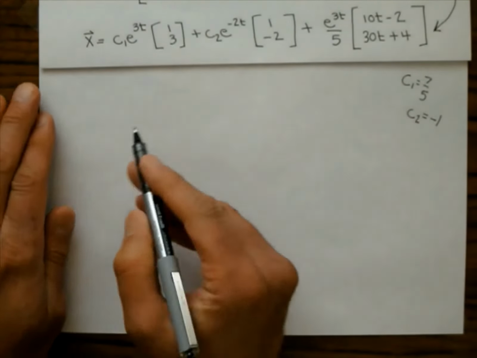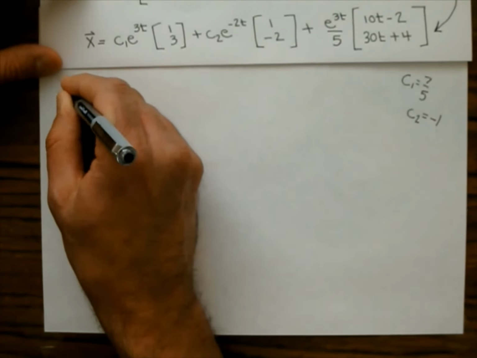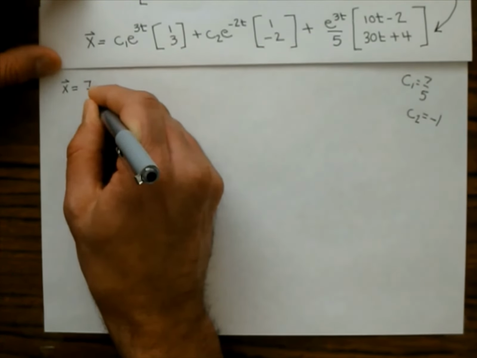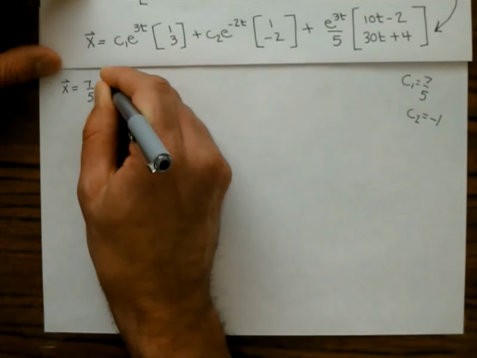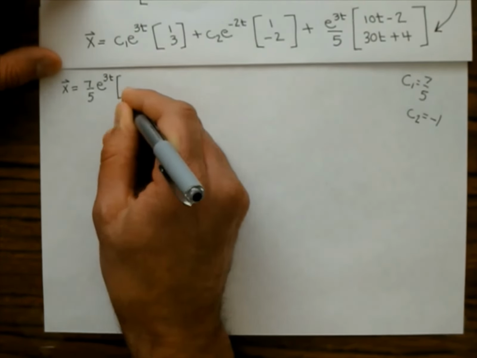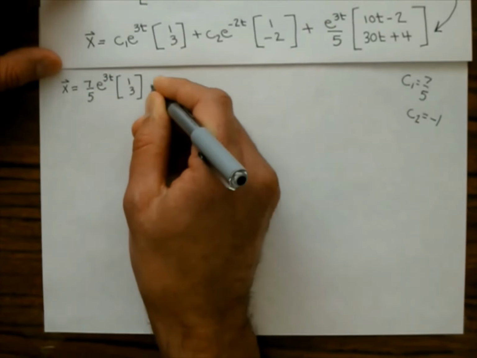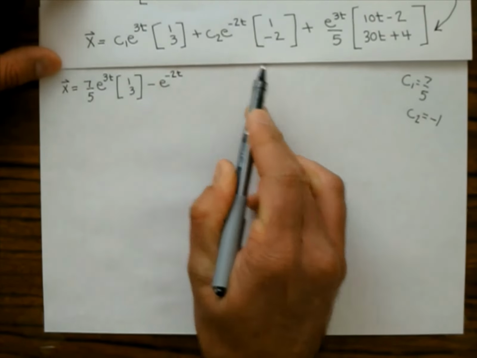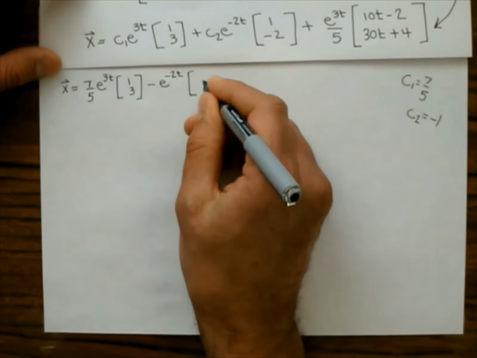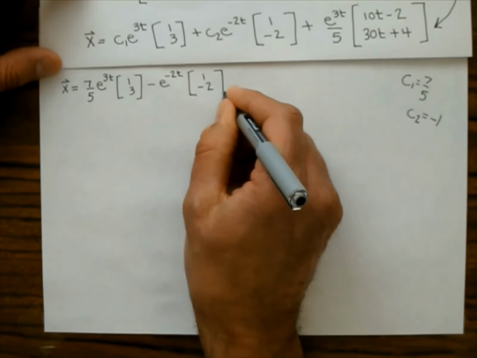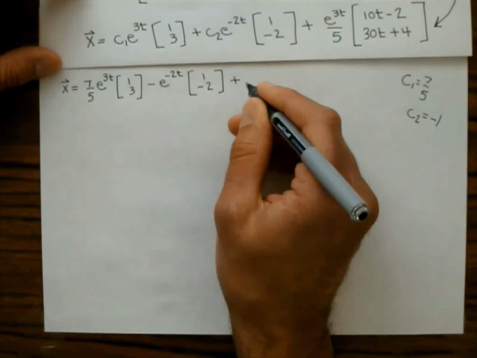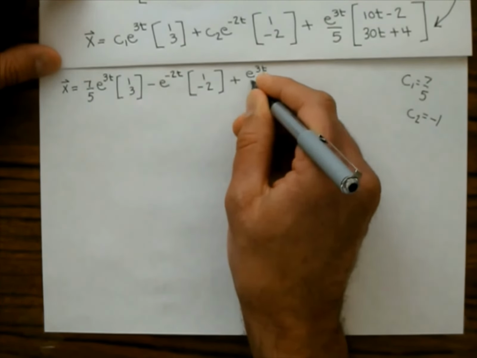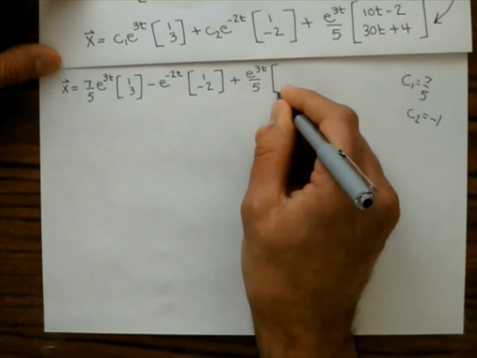I'm going to go ahead and write up this equation here. So I have x bar equals 7/5 e to the 3t times 1, 3, minus e to the negative 2t. Now you're thinking, what happened? That c2 is a negative 1. Then we have this right here, 1, negative 2. And then we have plus e to the 3t over 5. That's right here.